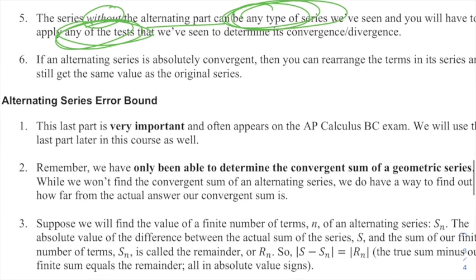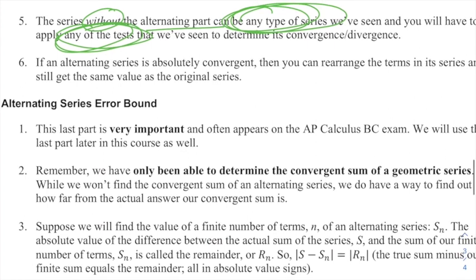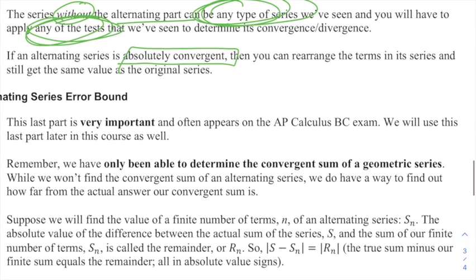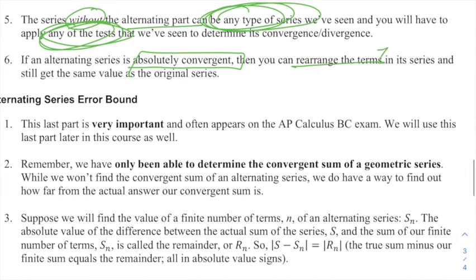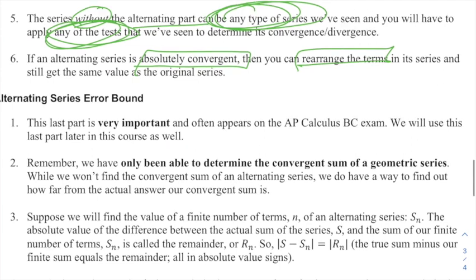You need to know all your tests, and I'll tell you what, alternating series are a big part of an AP exam because they can also test all these other tests as well. Finally, if an alternating series is absolutely convergent, then you can rearrange the terms. Maybe put all the positive parts together and negative parts together, or find positive and negative parts that cancel each other out, and you'll still get the same value as the original series.